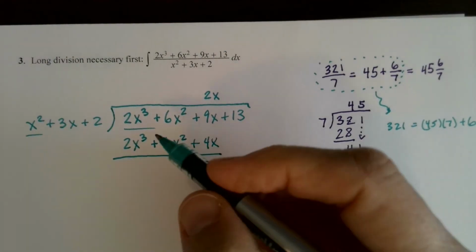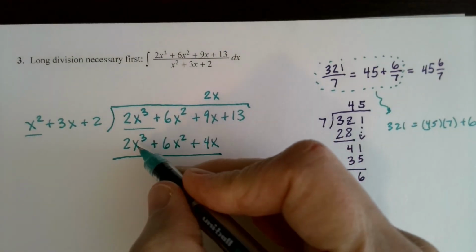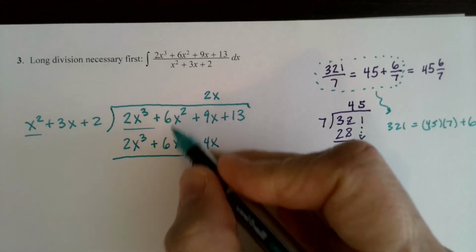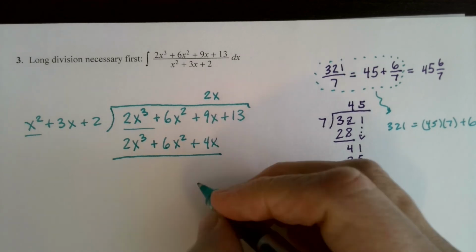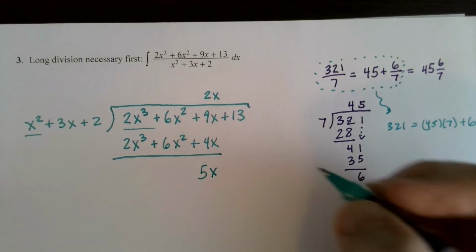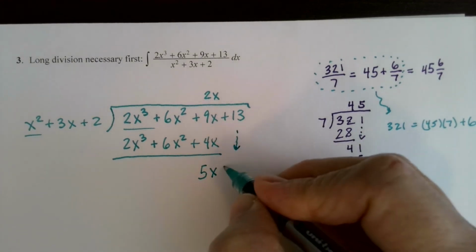Be careful subtracting. 2x cubed minus 2x cubed is 0. 6x squared minus 6x squared is 0. 9x minus 4x is 5x. Bring this 13 down.